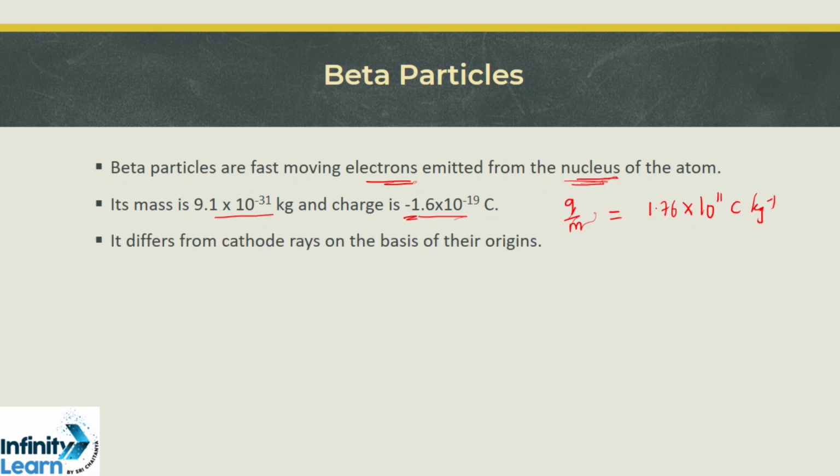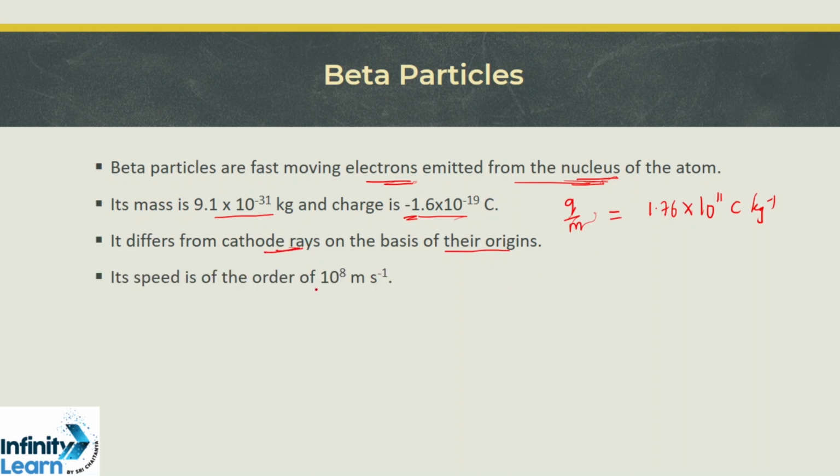Next, we should have this understanding that cathode rays and beta particles are different on the basis of their origin. Both are electrons, but as we already discussed, beta particles are emitted from the nucleus of the atom, while cathode rays are given out from the orbital electrons.